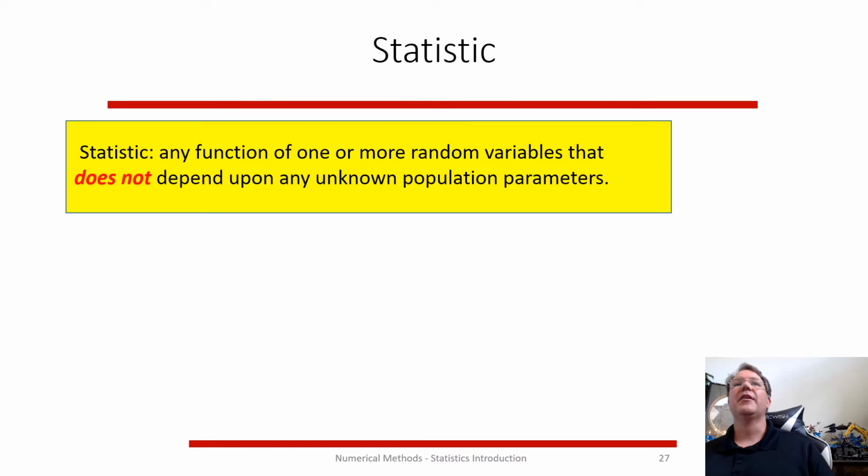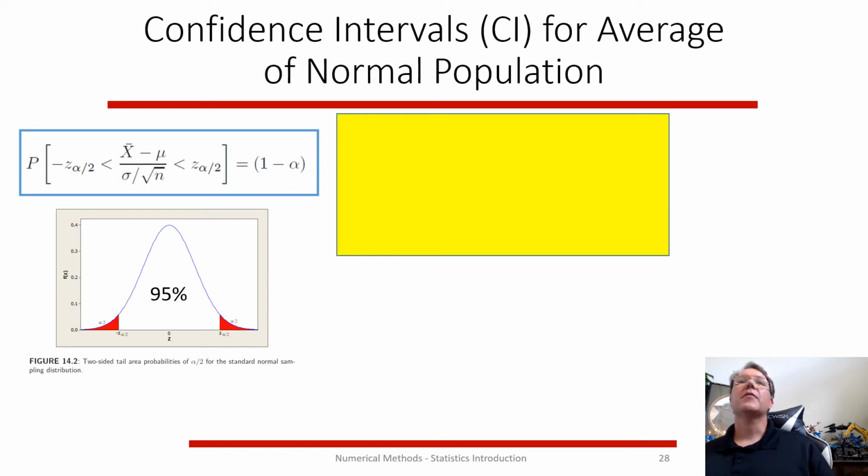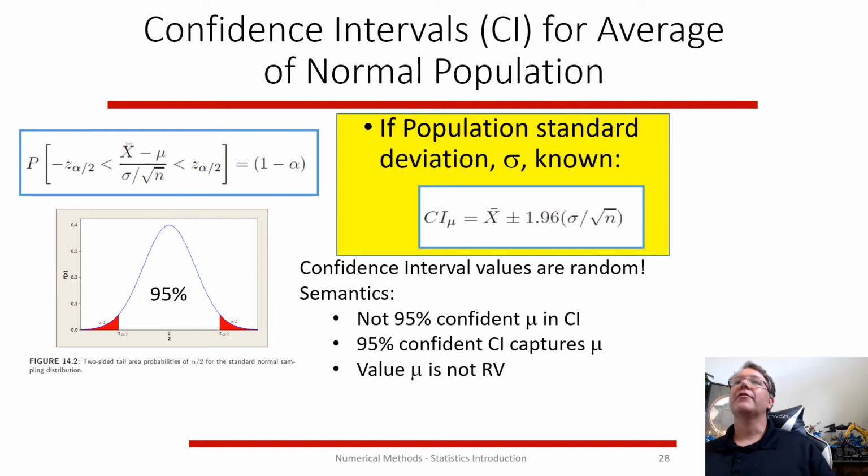Like I said, a statistic is a function of one or more random variables that does not depend on unknown parameters. And the one we commonly use is basically the average. So you know the number of values, and you can sum them and divide by n, so that's a nice statistic that we commonly use. If you don't know the parameters, if you don't know the average and standard deviation, that is not a statistic. So your confidence intervals from a normal population can be calculated. You have these parameter values.